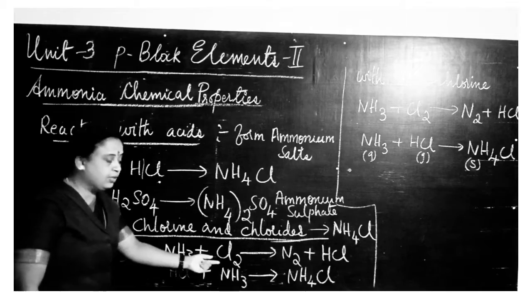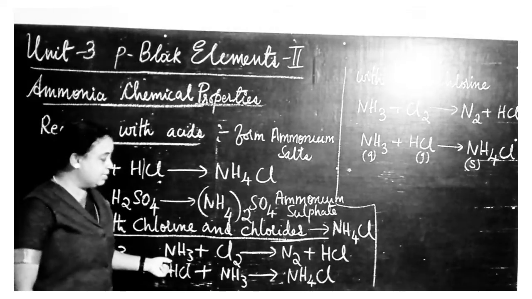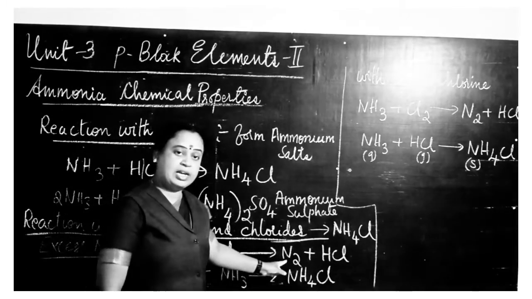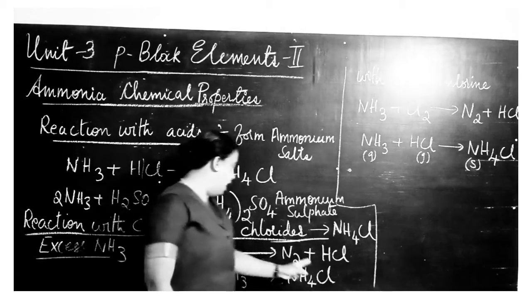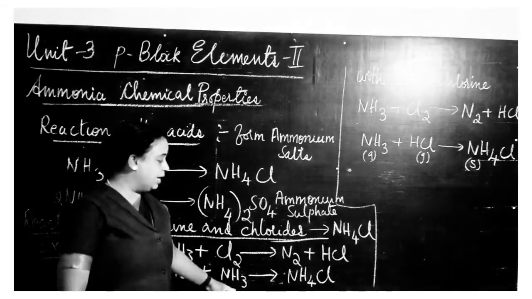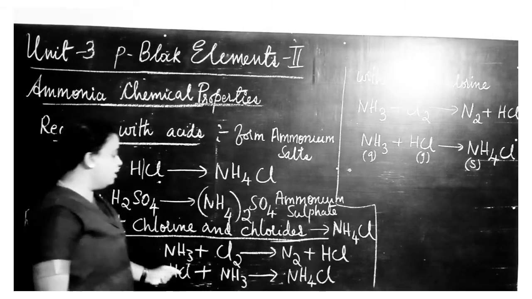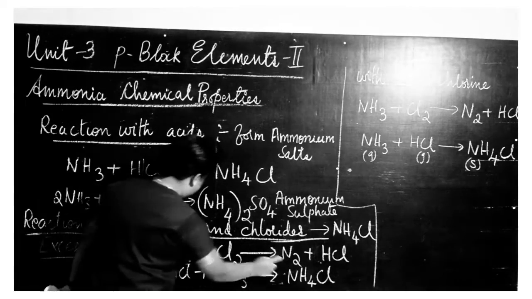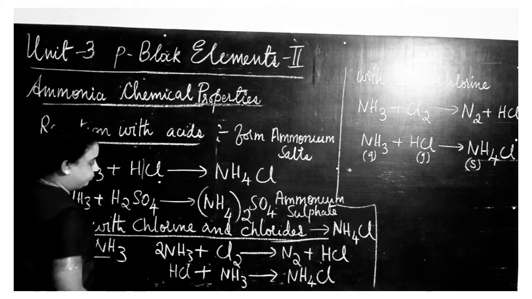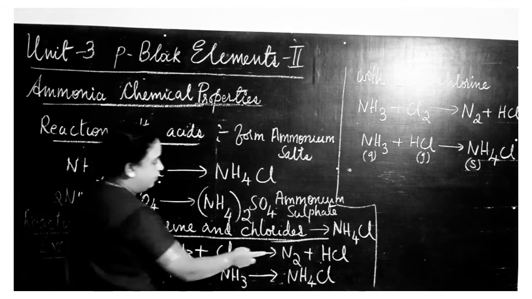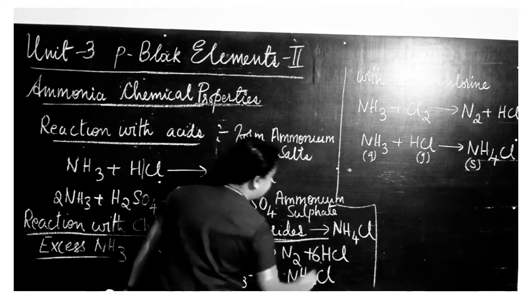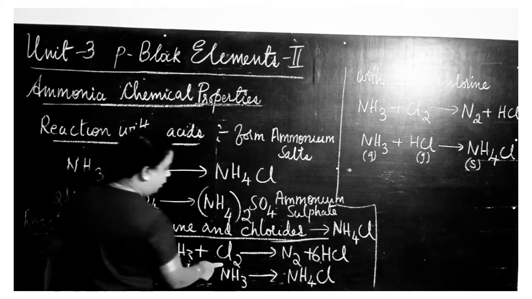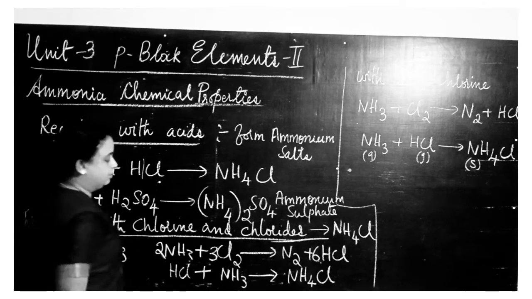Now let us look first at excess ammonia during the reaction. Ammonia reacts with chlorine, and here ammonia should be in excess compared to the chlorine. Then you get dinitrogen gas, N2, and HCl, and to this HCl further ammonia is added to form ammonium chloride. Now let us balance. Here 2 nitrogen, whereas here only 1 nitrogen, so I just put 2 here. Now 6 hydrogen is there, whereas here only 1 hydrogen, so to balance that I put 6 here. Now here it is 6 chlorine atoms, whereas here only 2, so it is 3 chlorine molecules.